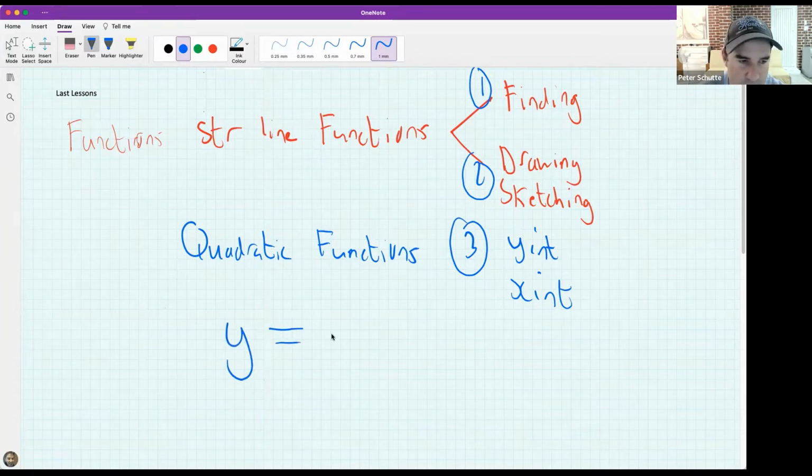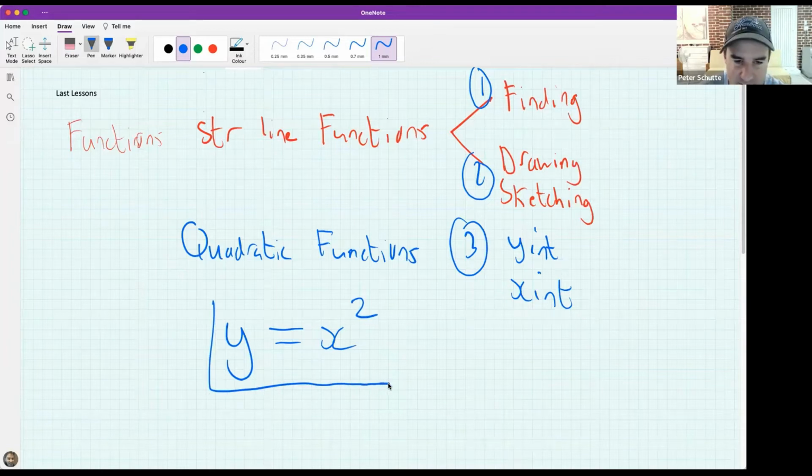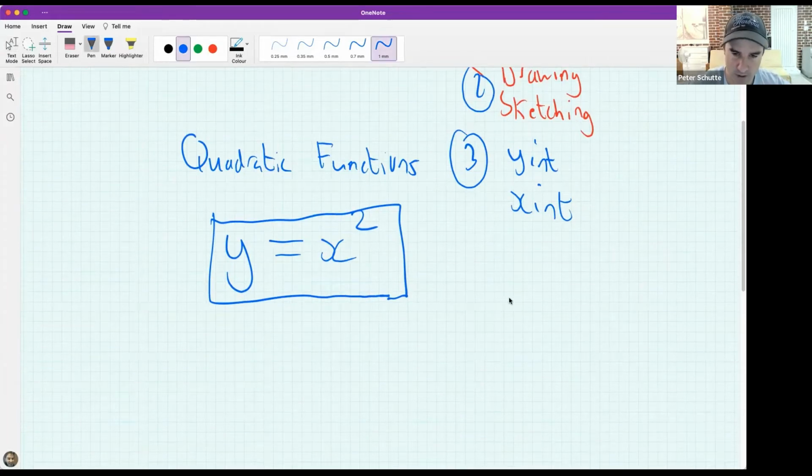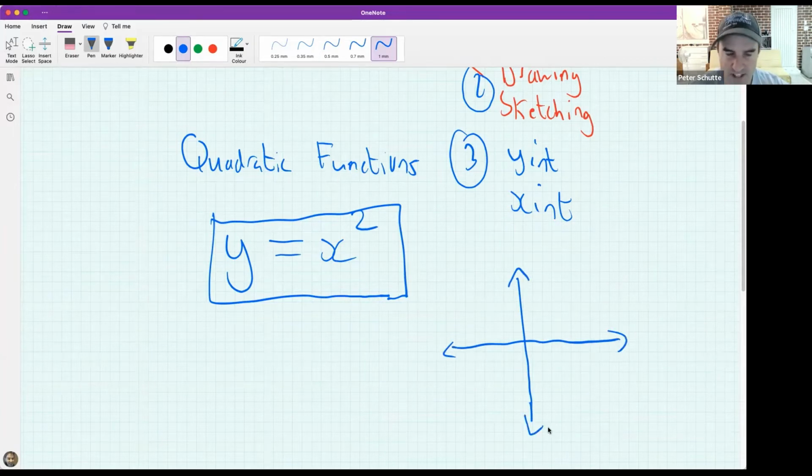So the simplest quadratic function, sorry, I keep saying straight line. My brain is programmed. The simplest quadratic function, or simplest parabola, is y equals x squared. Okay. Now, if you want to think about what a parabola like y equals x squared looks like, what type of shape comes to mind? So what does the parabola y equals x squared look like?